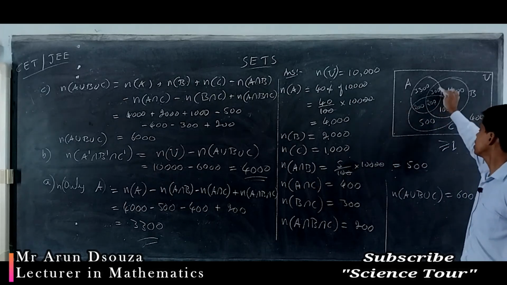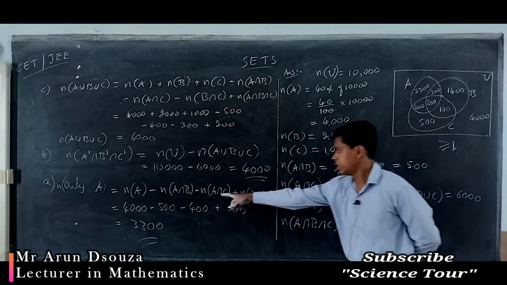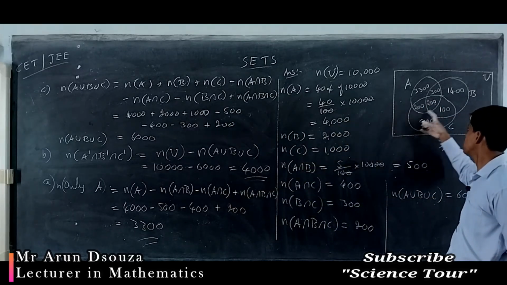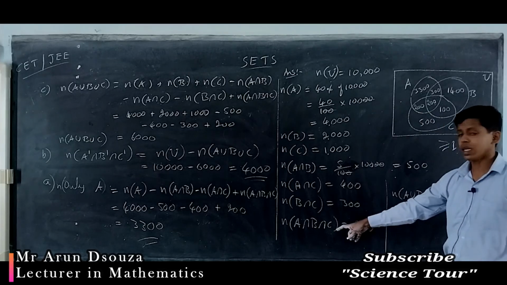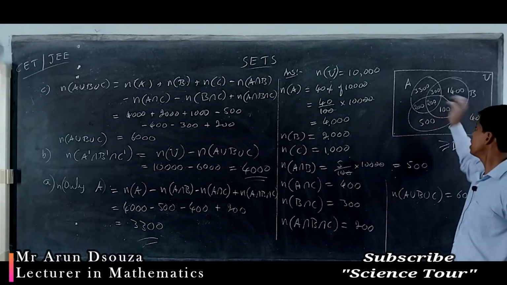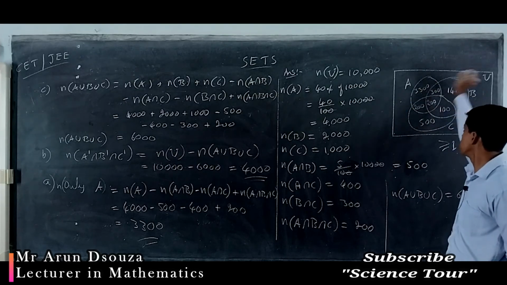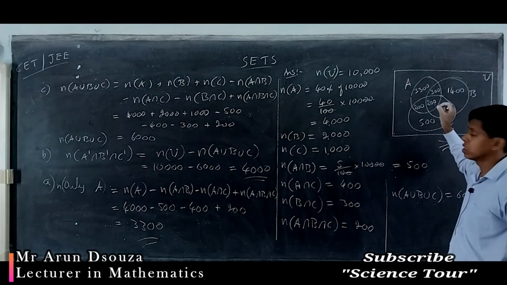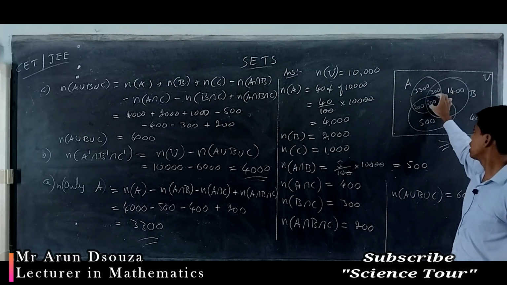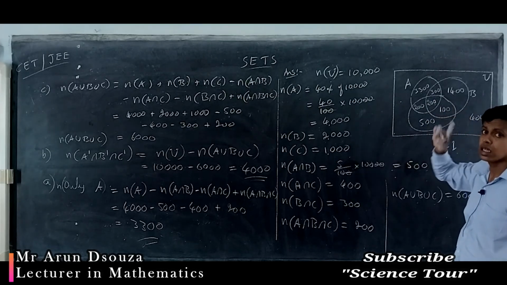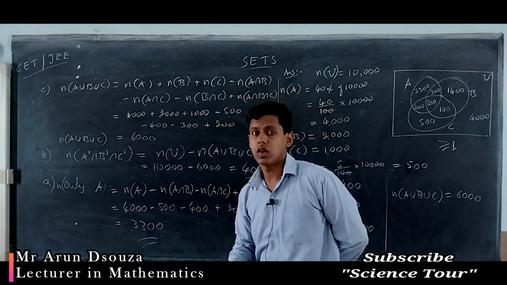Now look at the diagram. You have subtracted this once, and here you have subtracted this twice. So as a result, you have subtracted this region twice, but you have to remove that region from A only once. From A 4000, you have to remove this region and this region. So this region is removed twice, therefore you must add once. Please remember this addition, otherwise you will not get the right answer.